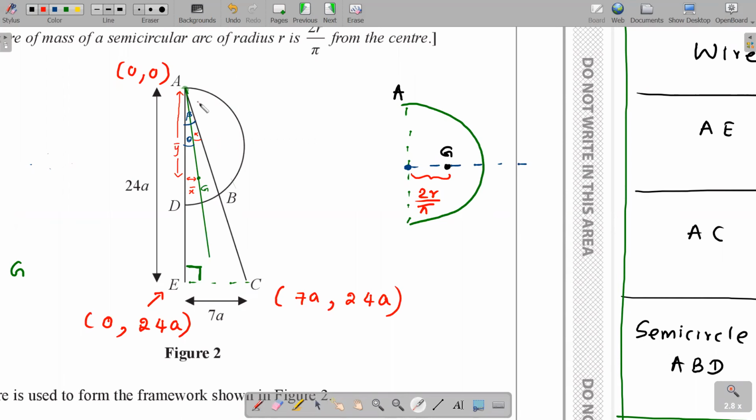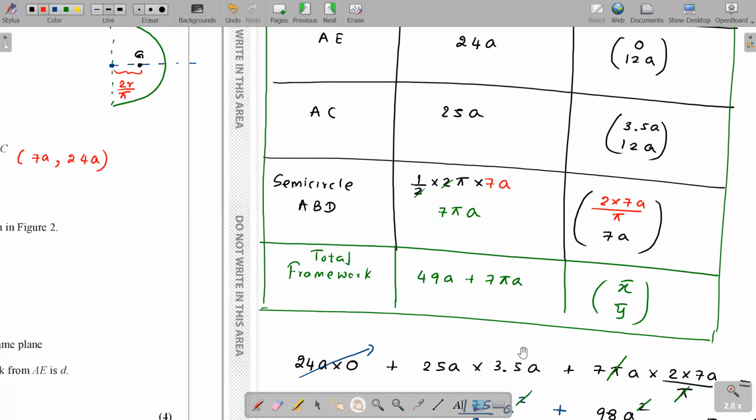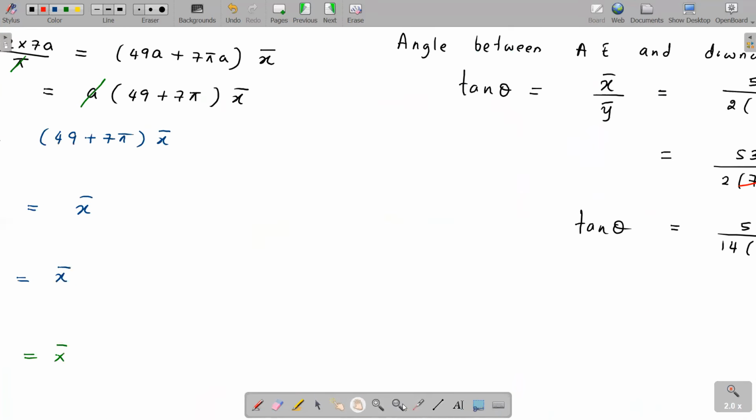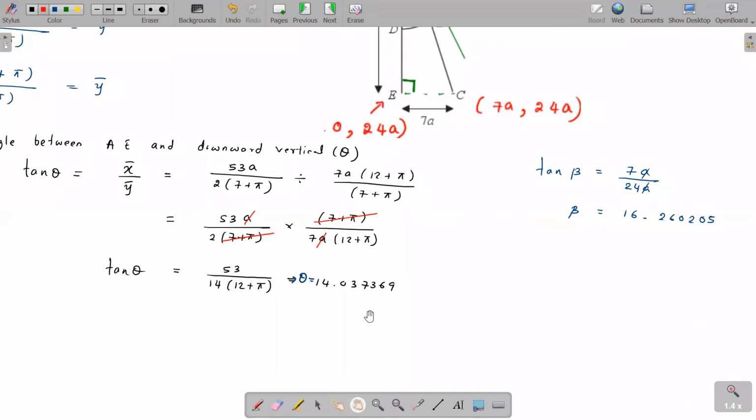So the question is to find the angle between AC and the vertical, downward vertical. That angle is alpha. How do I get alpha now? Alpha is equal to what? The theta angle, you have to subtract from the beta angle. So beta minus theta is equal to the alpha value. So let's get the alpha value. So alpha is equal to beta minus theta.